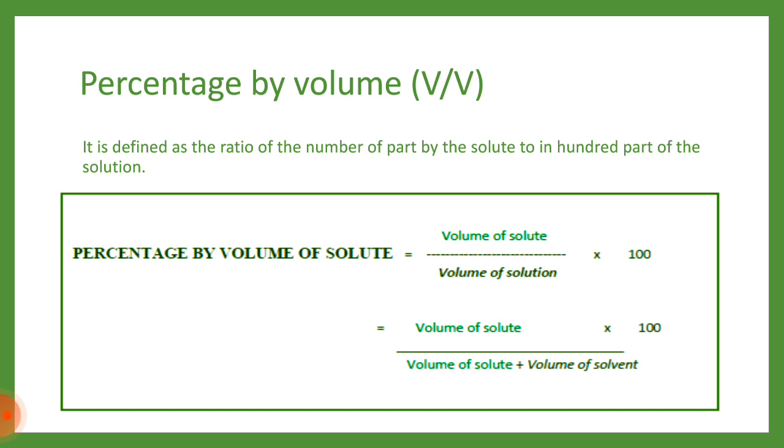Now, what is percentage by volume? It is defined as ratio of the number of part of solute in 100 part of the solution. Percentage per volume of solute is volume of solute upon volume of solution multiplied by 100, which is also equal to volume of solute divided by volume of solute plus volume of solvent multiplied by 100. Now volume of solution is nothing but sum of total volume of solute plus volume of solvent.